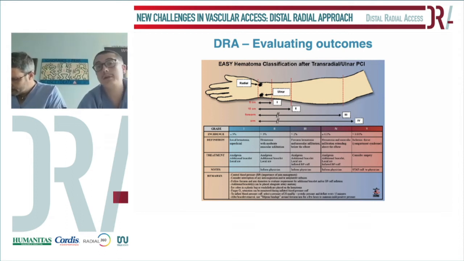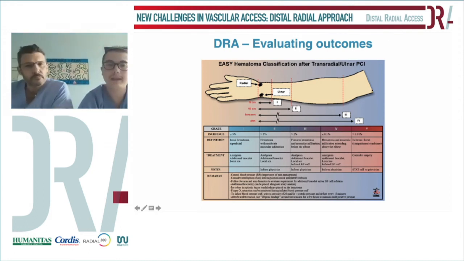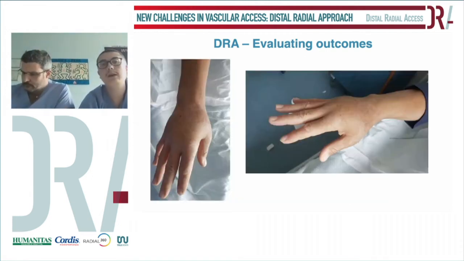This is the easy classification of hematoma. We have to remember that by definition, for distal radial access, we cannot have type 3 or 4 or 5, so we cannot have big hematomas and compartmental syndrome. But anyway, we can sometimes have local hematoma. This is an easy one, local hematoma.